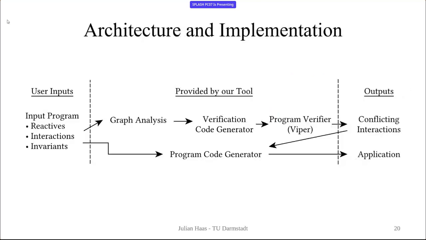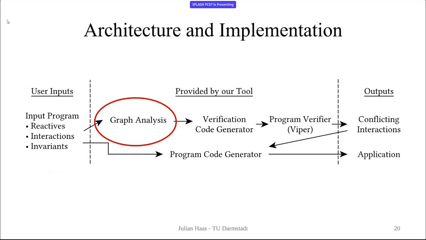Okay, but how would we verify this in practice then? This is an overview of our current implementation, and the idea is the following. The user gives us an input program which consists of the three components that I just explained: reactives, invariants, and interactions. Afterwards, we perform a graph analysis, which systematically does what I just explained. We check which invariants affect which part of the data flow graph, which interactions change which part of the data flow graph, and therefore which interactions are relevant to which invariants.